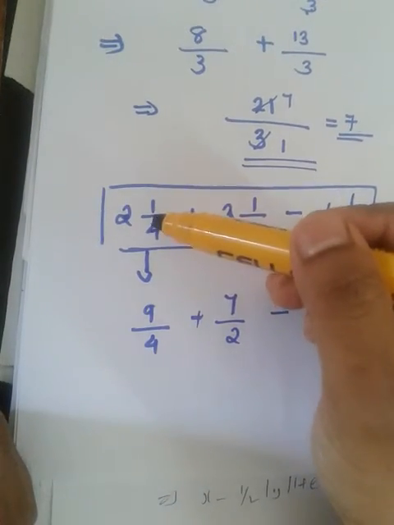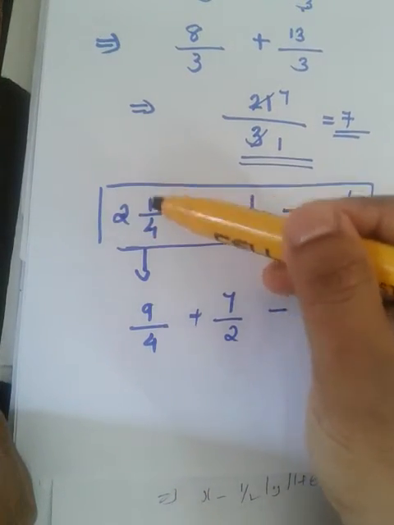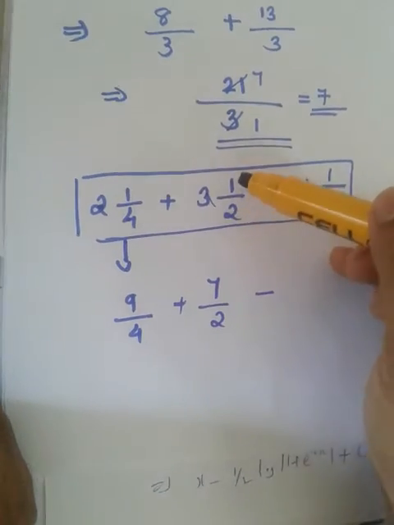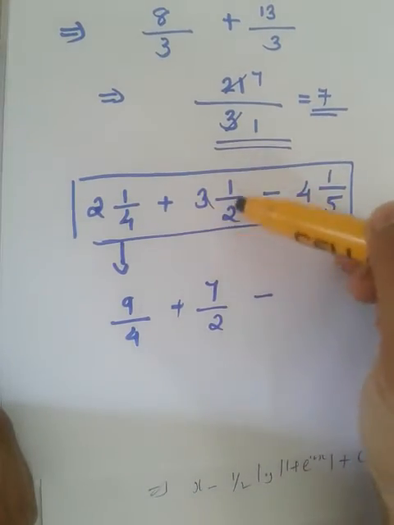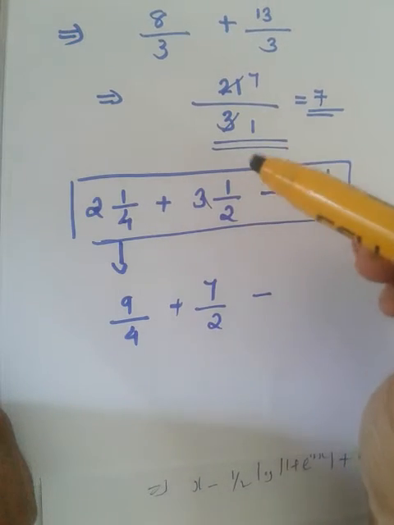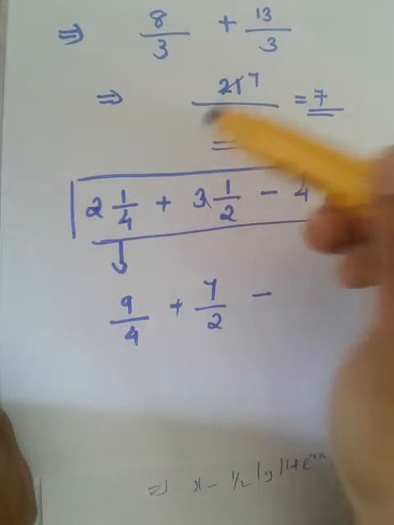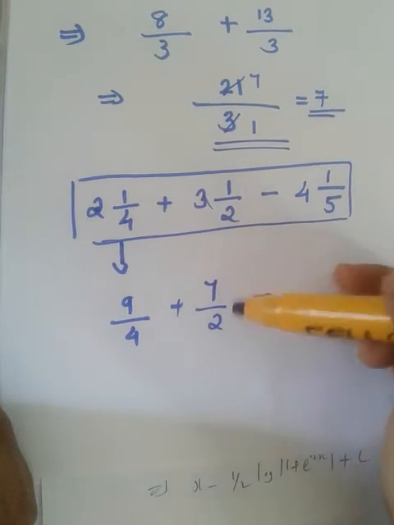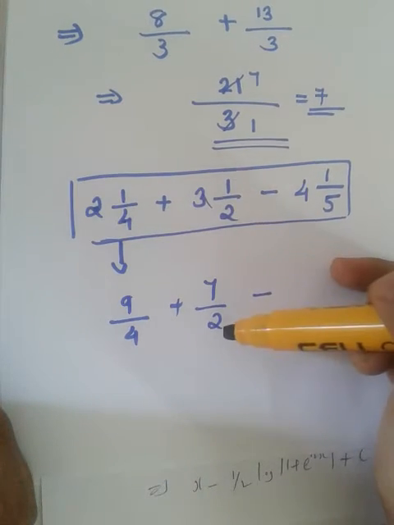Let me repeat once again. 4 into 2, 8. 8 plus 1, 9. So 9 divided by 4. And how to convert this mixed fraction to improper? See, 3 into 2, 6. So we got the product as 6. Then this 1, add it to that 6. So 6 plus 1 is 7, divided by, just keep the denominator the same too.